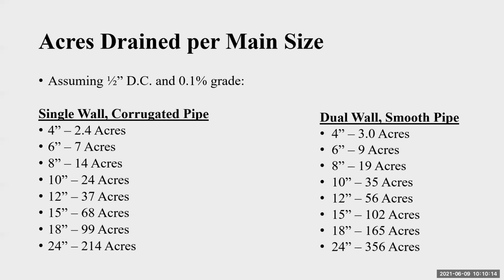You can choose a single corrugated pipe, which has no smooth inside. It's the corrugations inside of the pipe. There's a list of the acres that different pipe sizes will drain. And then on the other side you have a smooth wall pipe. This could be a PE dual wall or a PVC pipe. You can see for the same size pipe, you can drain at a 1/2 inch drainage coefficient more acres than you could in a single wall, fully corrugated pipe.